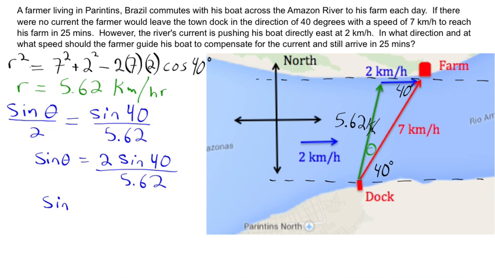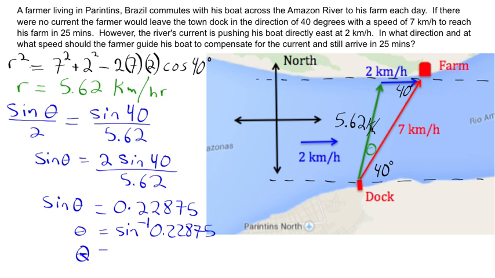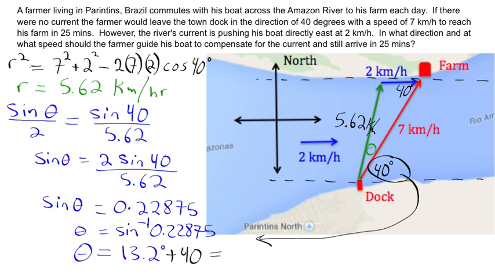and you will get sine of theta is equal to 0.22875. And since we need to find the angle, we have to do the inverse sine on our calculator. So theta is equal to inverse sine of 0.22875. Theta, therefore, is equal to, punch it in your calculator, it is indeed 13.2 degrees. Now we have to add it to this 40 that we have over here. So let's add this in here, plus 40, and that will give us our final answer of 53.2 degrees.